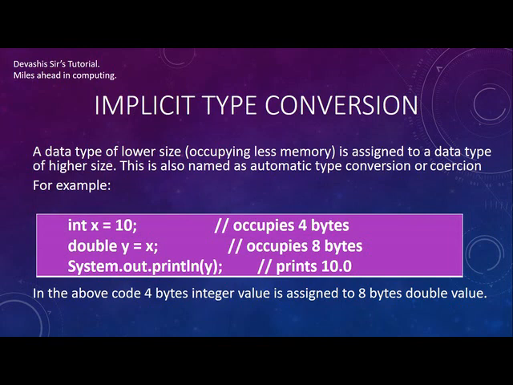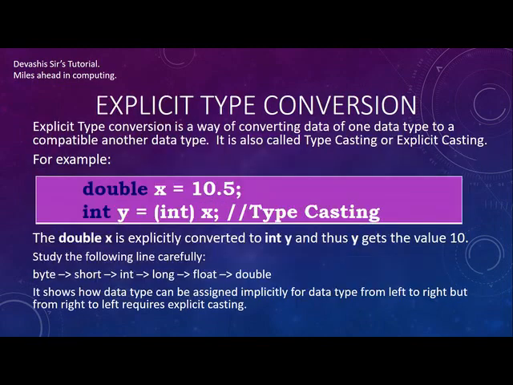So this particular type of automatic type conversion is also called coercion. You can see over there, I've written that in the above code, a 4 byte integer value is assigned to an 8 byte double value. You can see that. Now look at the explicit type conversion.